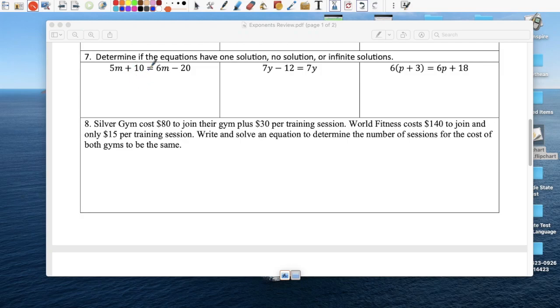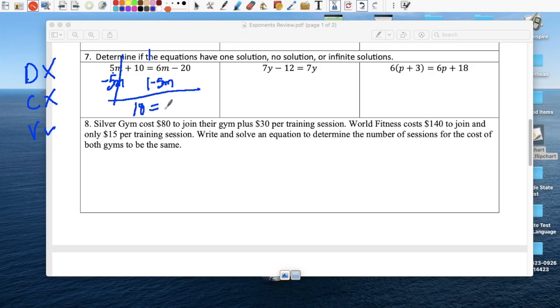We have distributive property? No. Can I combine like terms? No. Are there variables on both sides? Yes. So get rid of the smaller one. We've got to get rid of the 5m. So I'm going to do minus 5m here, line in the middle, and minus 5m here. That goes away. 10 comes down.